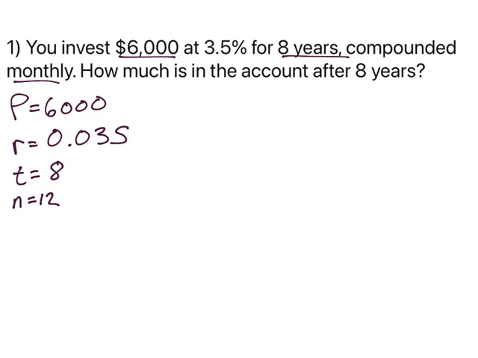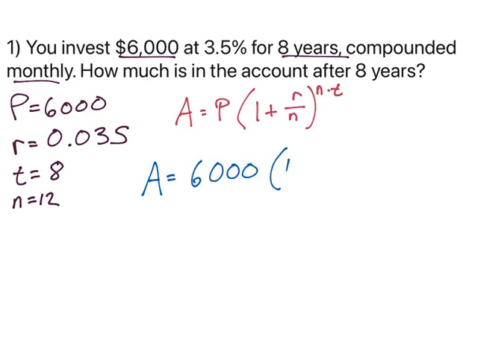Now remember what this formula looks like. Compound interest is the principal times 1 plus the rate divided by n, raised to the n times t power. So let's plug in what we know. Ending amount is going to be 6,000 times 1 plus 0.035 divided by 12, raised to the 12 times 8 power.